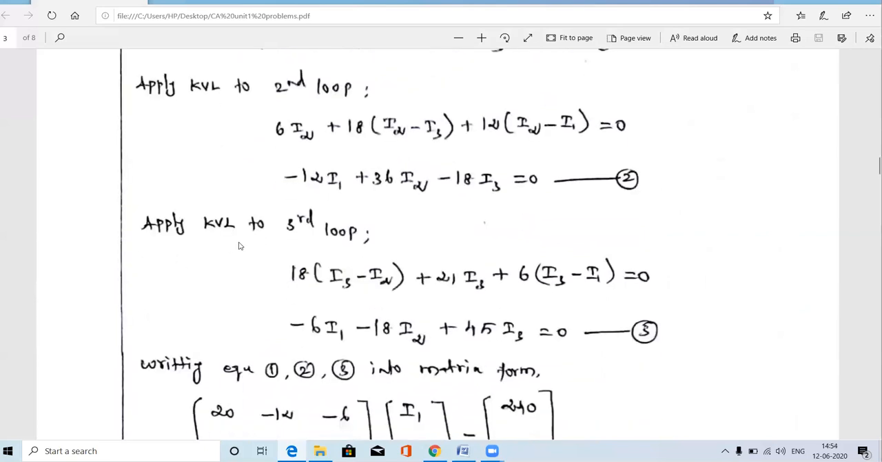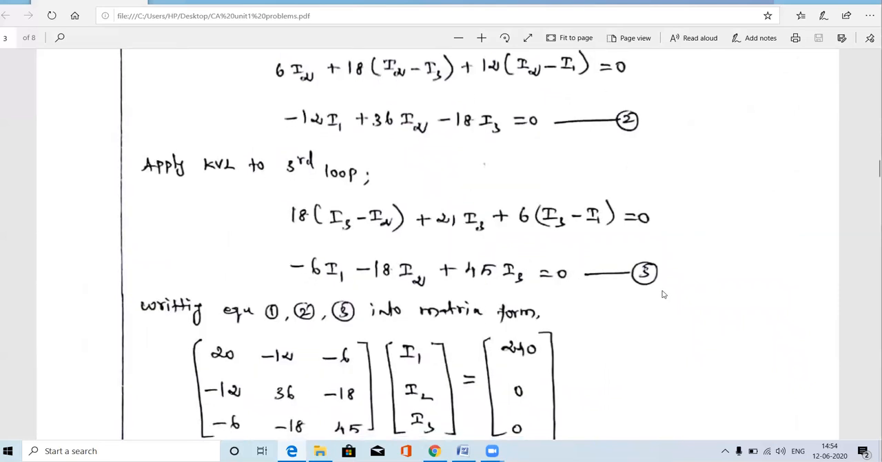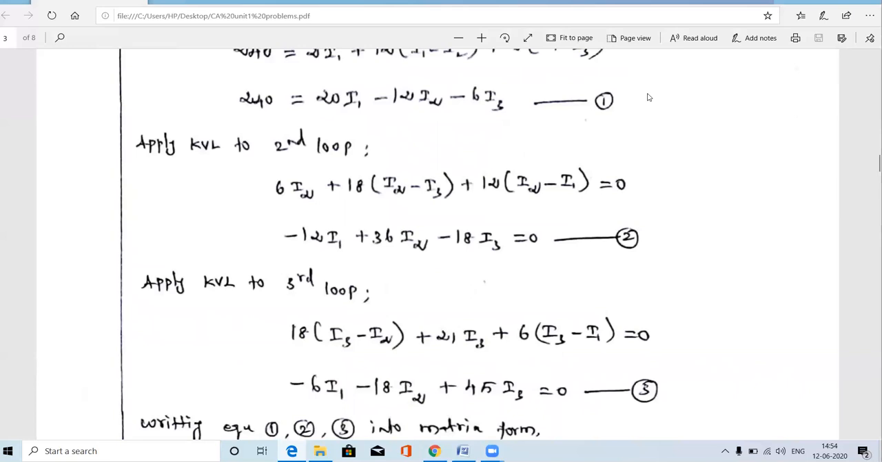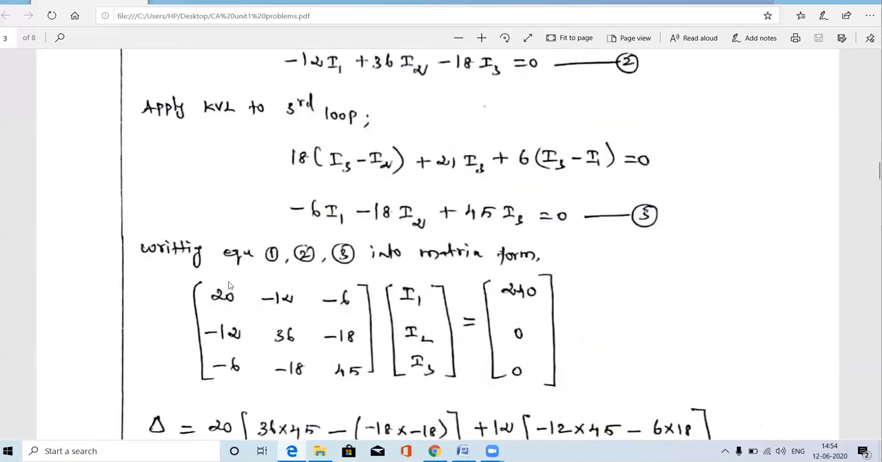Similarly, we apply KVL for loop 3, and we will get one more equation. We can solve equations number 1, 2, 3 either by the substitution method or the matrix method. Here, convert equation 1, equation 2 and equation 3 into matrix form. So we will get the matrix like this.